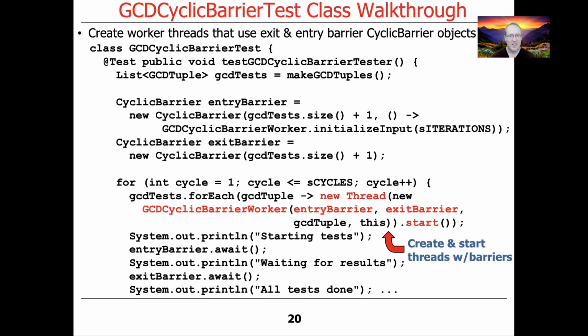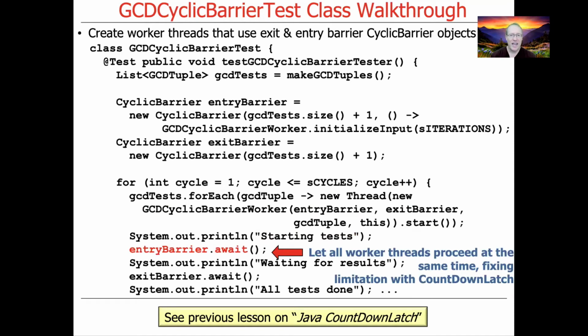And then we'll see how those work in a second. We then do a print that says we're about to start up. And then this calling thread will call entry barrier.await. And what's interesting about this use is that it's actually using a cyclic barrier, whereas the countdown latch example used a countdown latch.